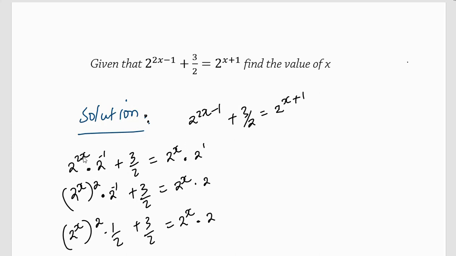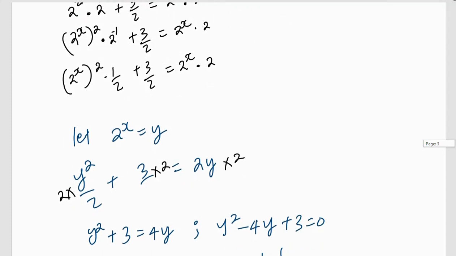So I put these two outside. I create a bracket here so that I will have 2 to the power x, all to the power 2, which is the same as this. Then times 2 to the power negative 1 plus 3 over 2 is equal to 2 to the power x times 2. Then remember 2 to the power negative 1 is the same as a half. So this will be times a half plus 3 over 2 is equal to 2 to the power x, then times 2.